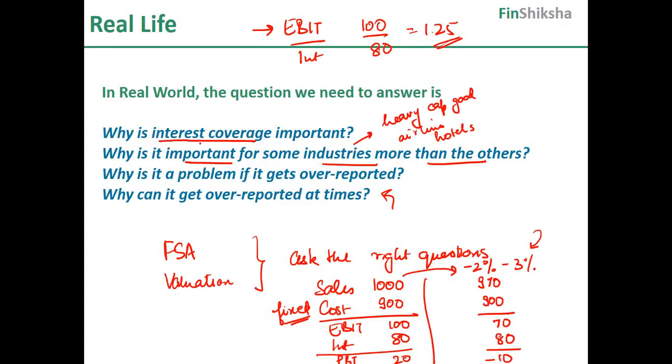In general, what kind of interest coverage would be good? You would be comfortable at numbers greater than 3. Generally, when you look at the interest coverage ratio, you should be comfortable with numbers greater than 3.